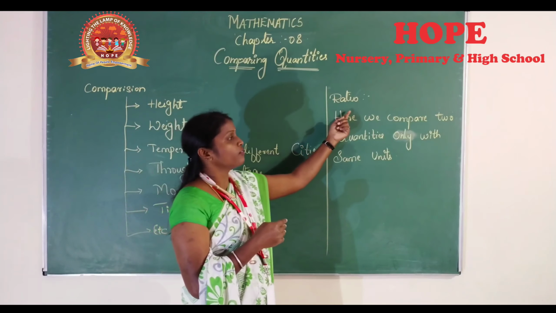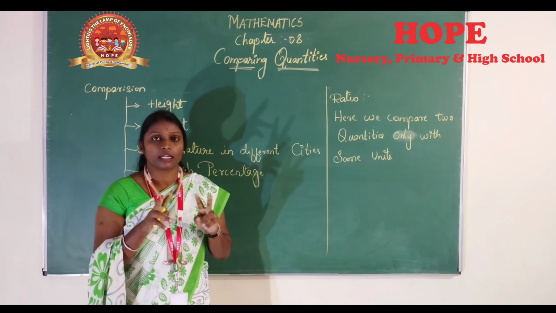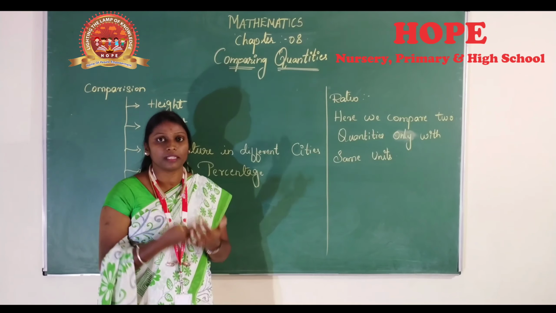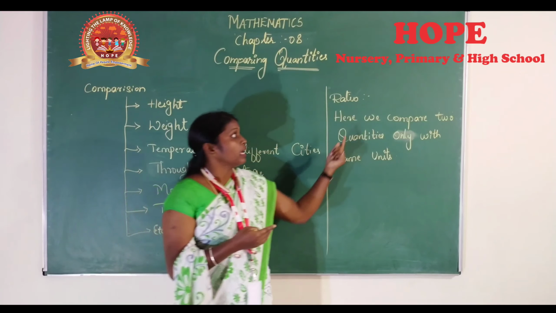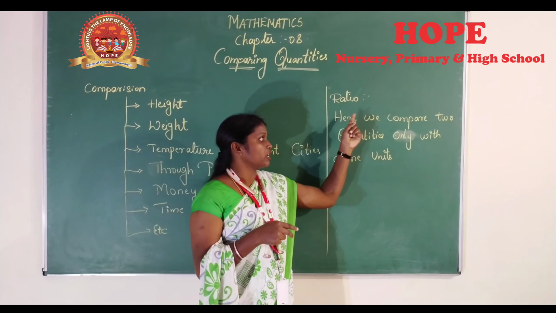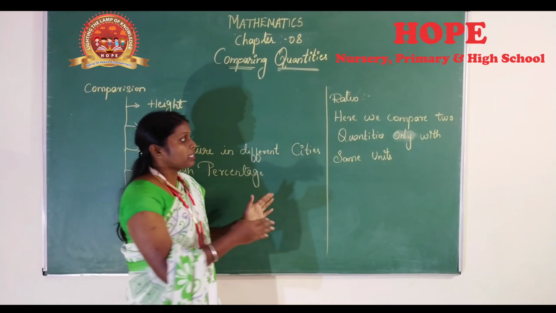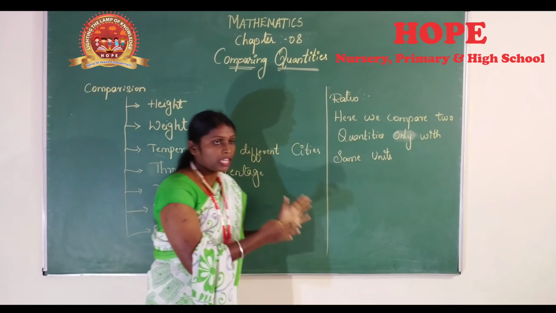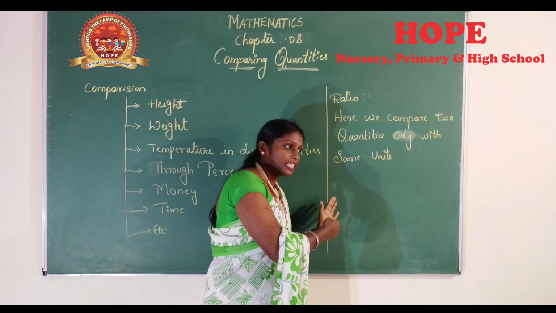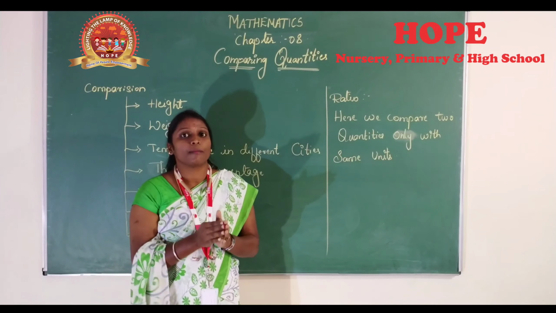Firstly, there is the topic of ratio. When we make a comparison, the result might be the same, but before that, to compare any two quantities in a ratio, the units must be the same. If we compare height, it should be centimeter and centimeter. If we compare weight, it should be kg and kg, or grams and grams.